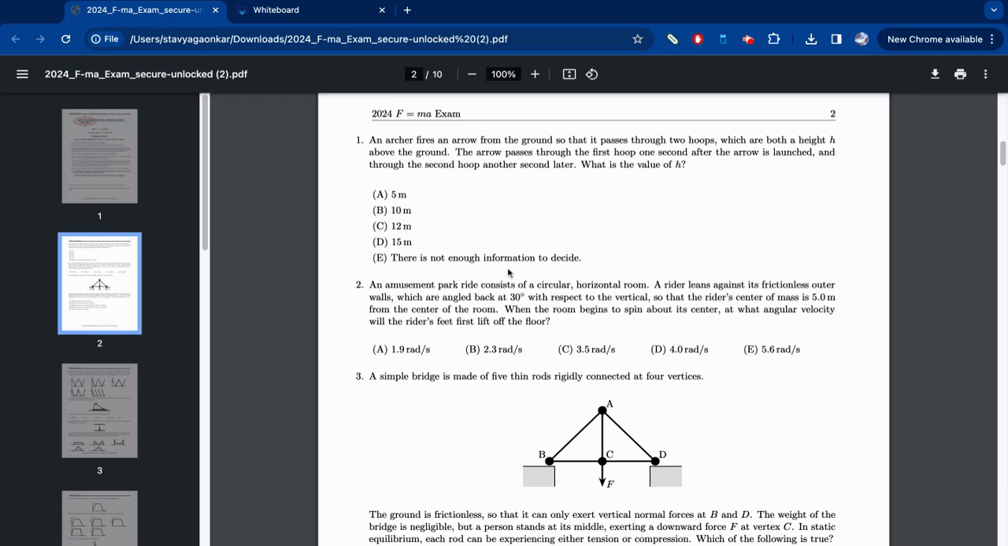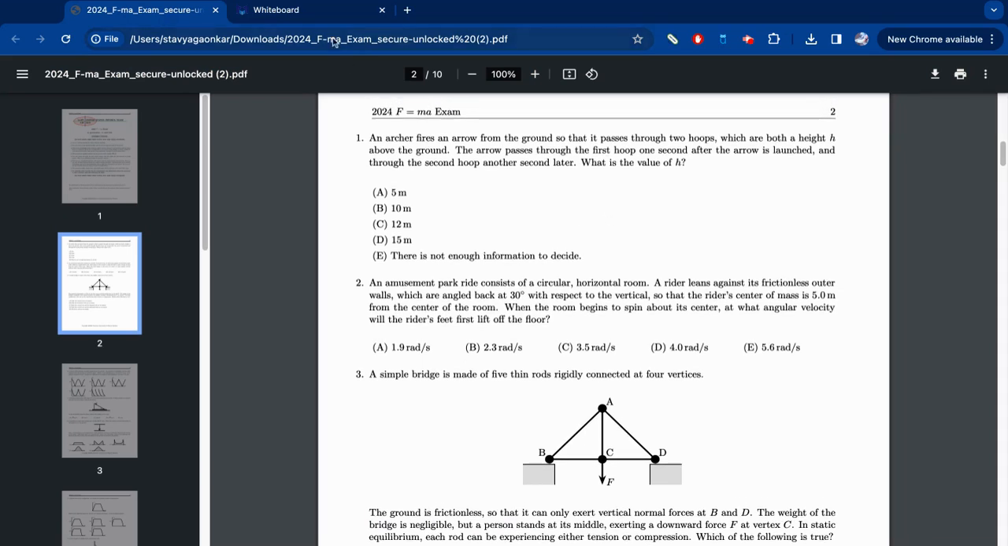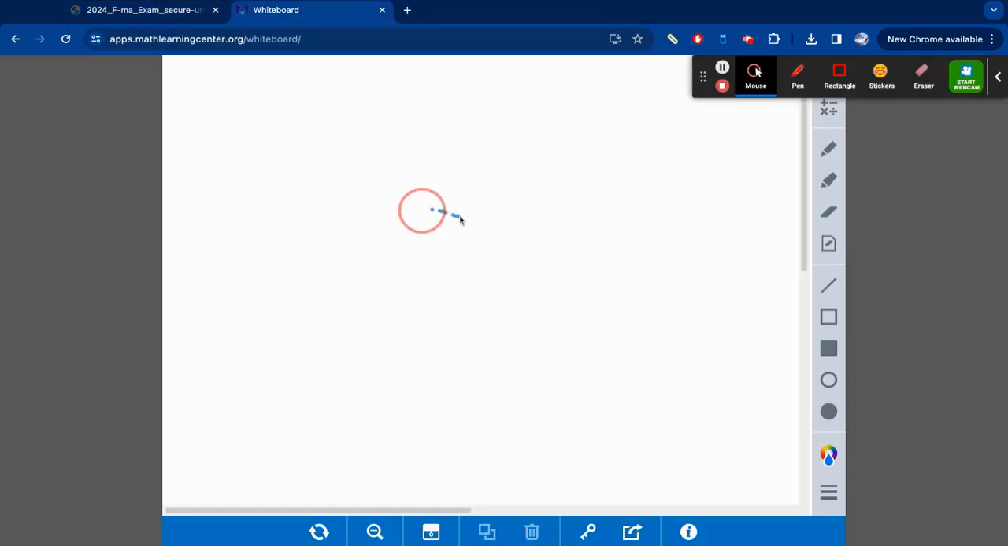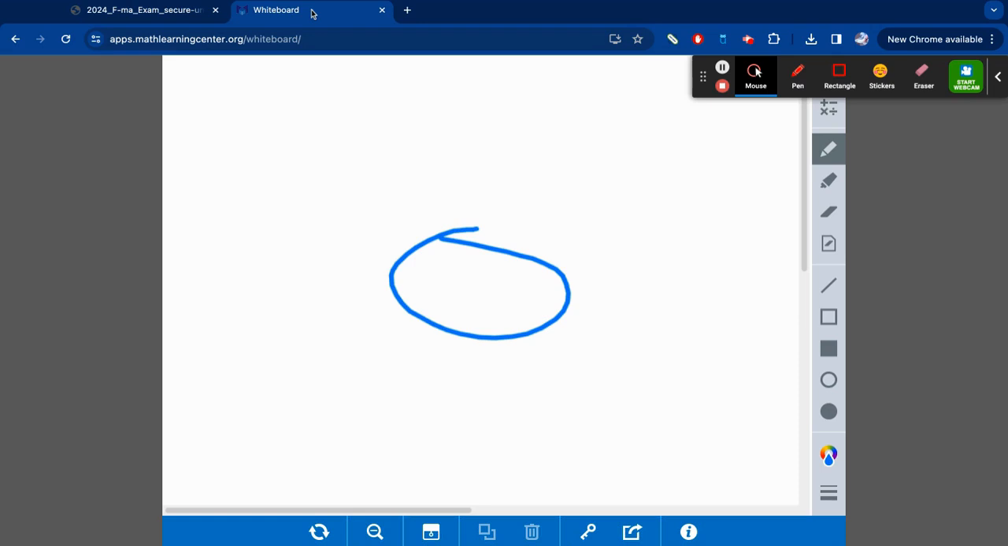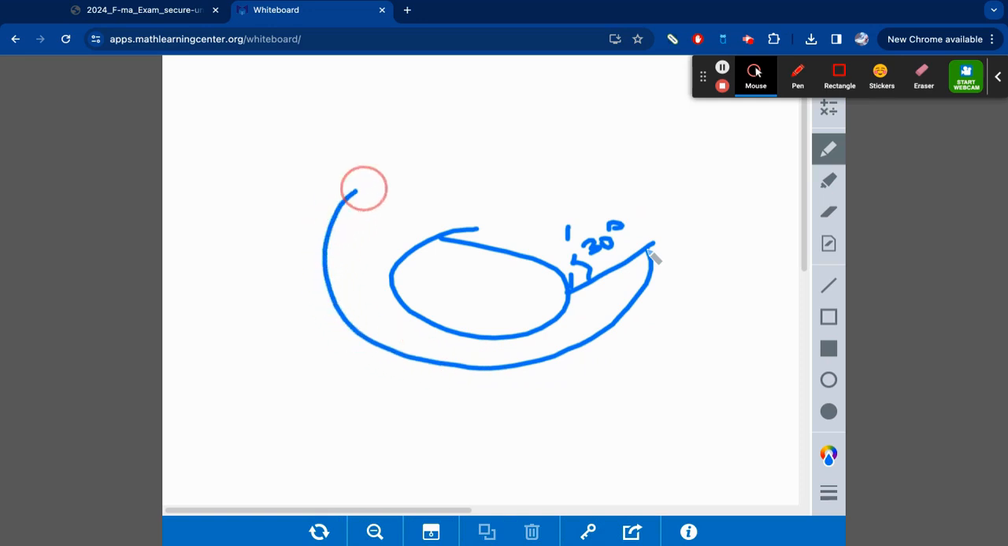Okay, moving on to problem number 2. An amusement park ride consists of a circular horizontal room. Okay, so it's going to look like this. And we have walls which are angled back at 30 degrees with respect to the vertical. So the vertical, it's like 30 degrees away. And we can imagine that its walls extend outward like this.